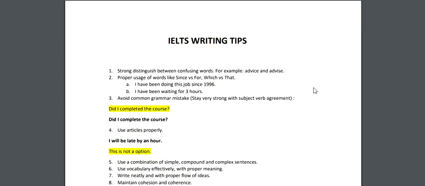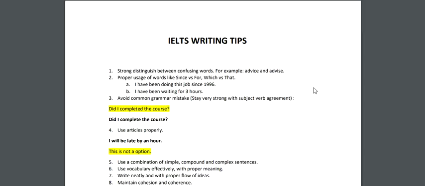For example, advice and advise. The first word is a noun. For example, I can say, hey, I need an advice. There I'm going to use C. But if I'm advising somebody, if it is a verb, I have to use S, like I advise you not to do this. So make sure you have this kind of clear distinction.